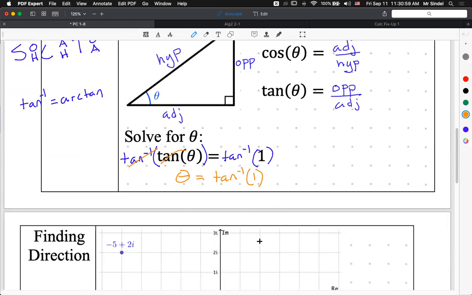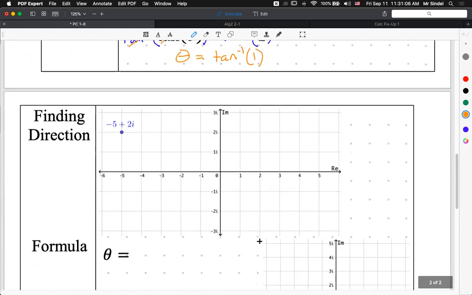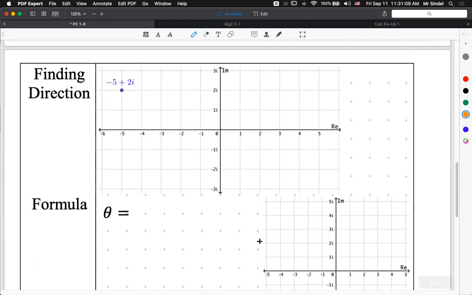Does anyone need the front side still? Quick, raise your hand. Need more time? No one needs more time. All right, we're going on to finding direction and the actual formula. Here we go.